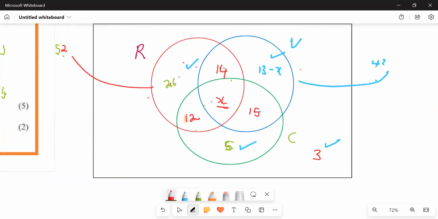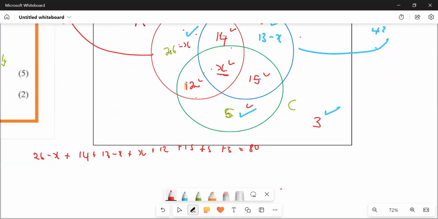I like to do it this way, personally. I would like to say 26. I will start with 26. Okay? And I will say 14. Oh, this one is 26 minus x. Sorry about that. So it's 26 minus x. Okay? Plus 14. And then plus this one, which is going to be 13 minus x. Okay? Plus x. Plus 12. Plus 15. Okay? Plus 5. Okay? Plus 3. All this, they're supposed to give us what? 8. Yeah, this is how I like to do it, so that I don't make any mistakes.